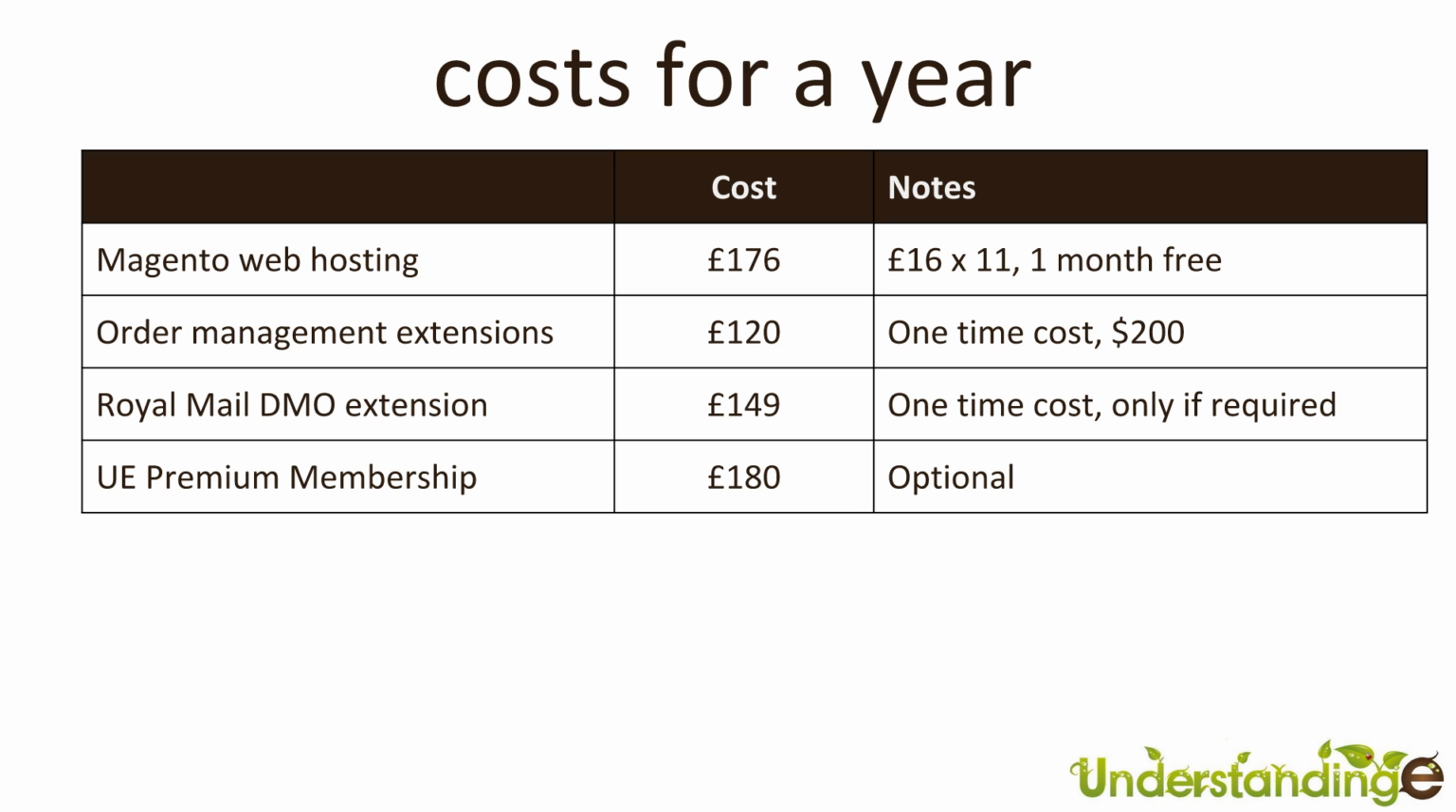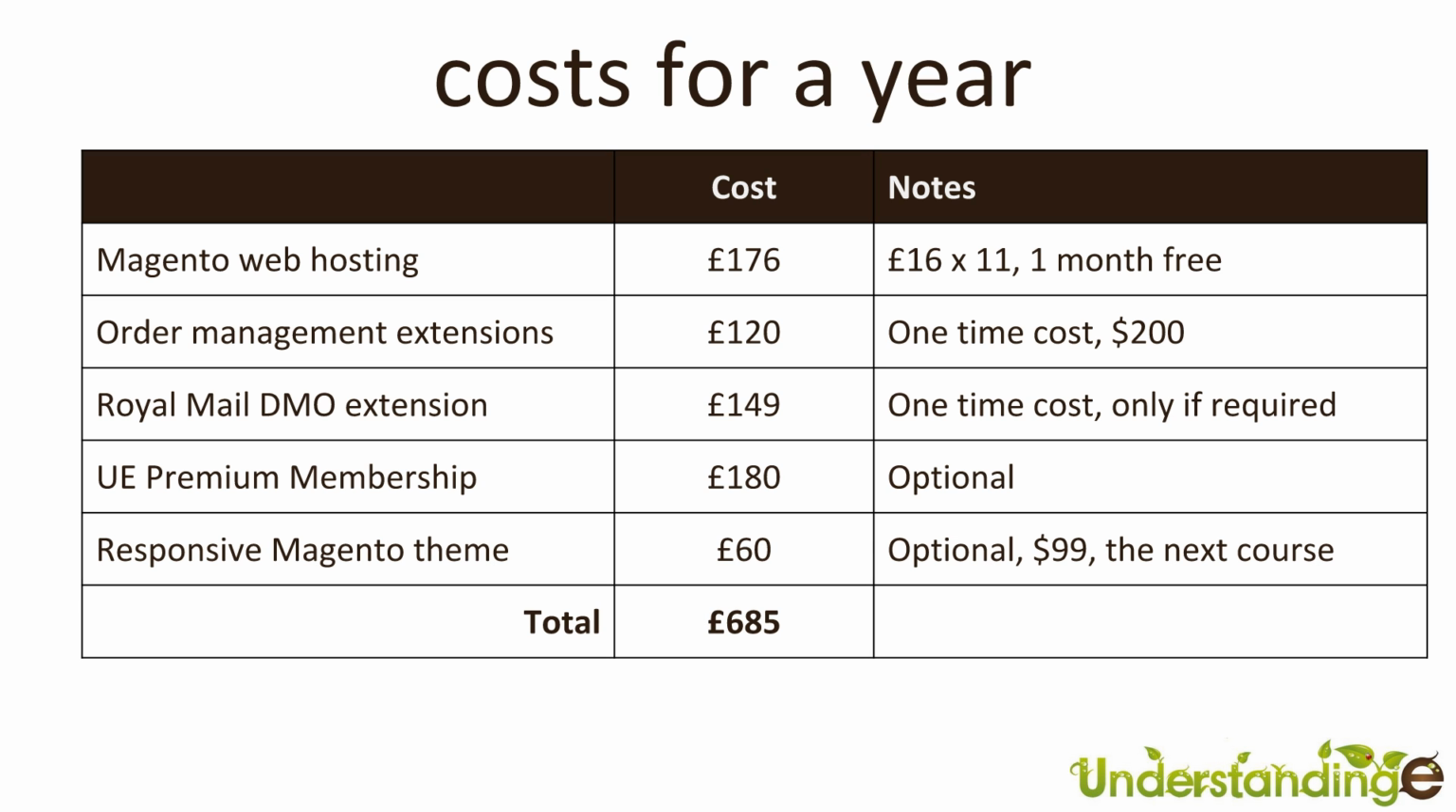You have the Understanding E Premium membership, and we've written that down as optional. Okay, that's for a year. Okay, if you want to build a mobile optimized responsive Magento website, then there is a theme which costs $99, so best part of £60. That's the next course which we're going to be publishing on Understanding E.